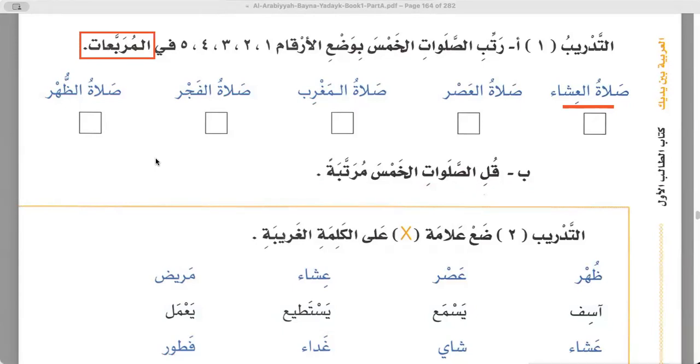Okay, let me start again. Salatul Isha. Yes, Salatul Isha. Now, the number of Salatul Isha, check if it is according to normal order. It is 5.